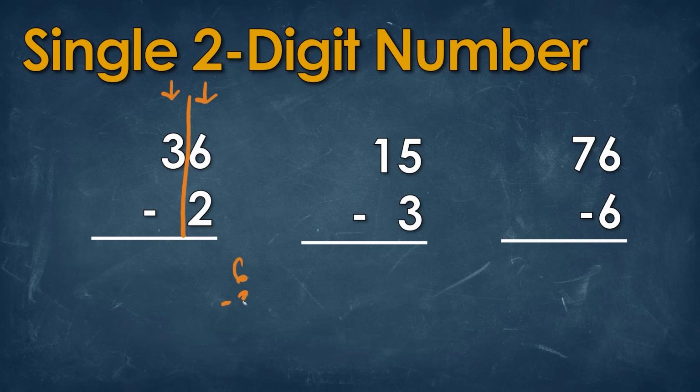6 minus 2. Well, we could do fingers, we could do sticks. We got 1, 2, 3, 4, 5, 6. Subtract 2, 1, 2. Take that off, so we're left over with 1, 2, 3, 4. 6 minus 2 is 4. So we effectively just go down each column and we start with the right side and then we move over to the next side. So we subtracted 6 minus 2.